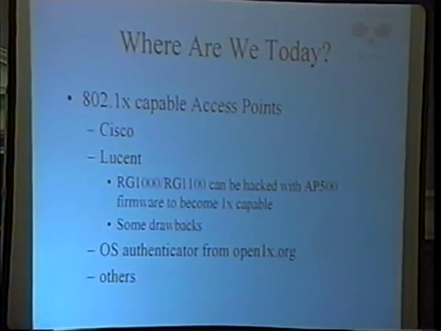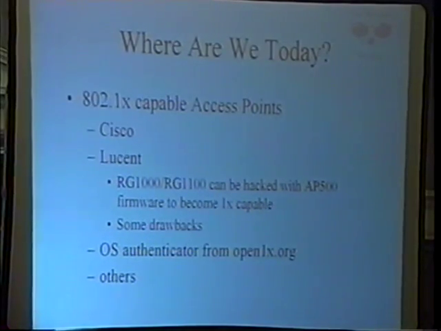Okay, so what 802.1x capable access points are there? There's a whole bunch now. The higher-end ones from the big players have them. Cisco pushes this like it's going out of style. Lucent has support for it on the AP 500, 1000, 2000.